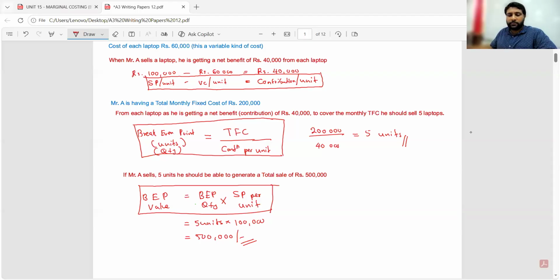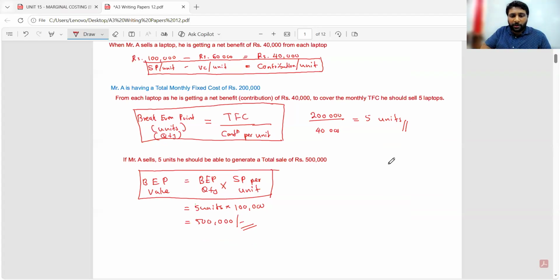So people, 3 learnings. What are the 3 learnings? First one, contribution per unit. How to calculate it? Selling price per unit minus the variable cost per unit. Second one, break-even point quantity: total fixed cost divided by the contribution per unit. Third one, break-even point sales value: break-even point quantity into the selling price per unit.